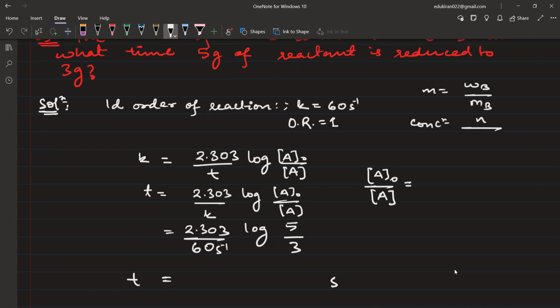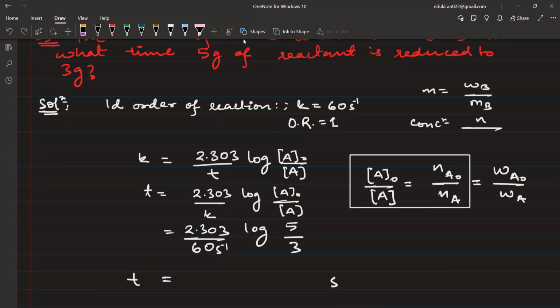Please remember, this ratio will be the same, okay? This will be equal to what? This will be equal to the number of moles of A naught divided by the number of moles of A, and this ratio will also be equal to the given mass of A naught over the mass of A. That is why I can write 5/3.